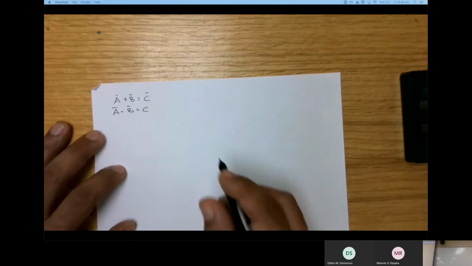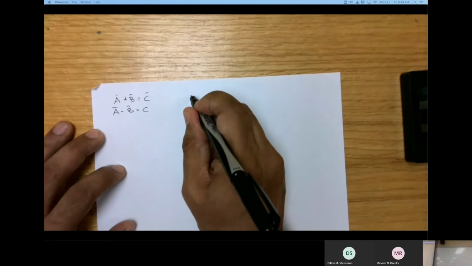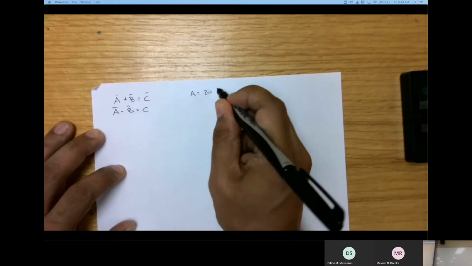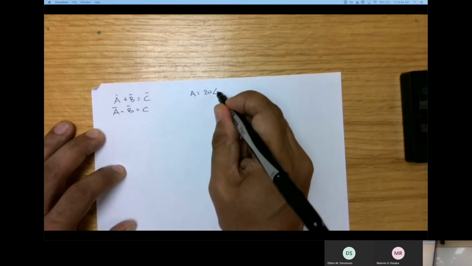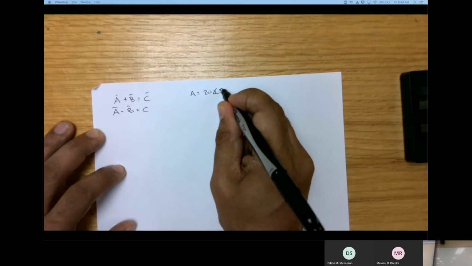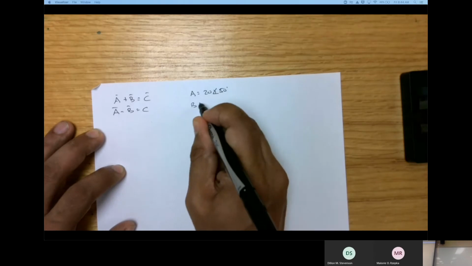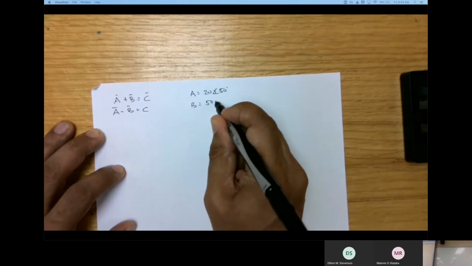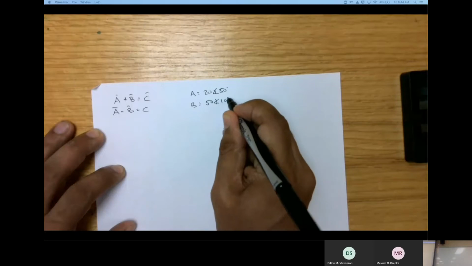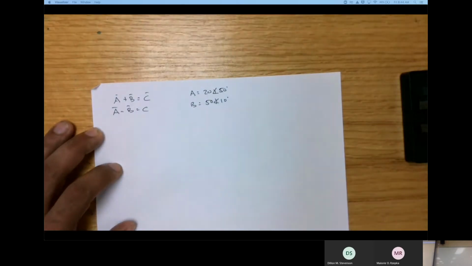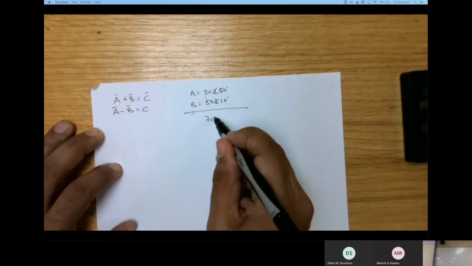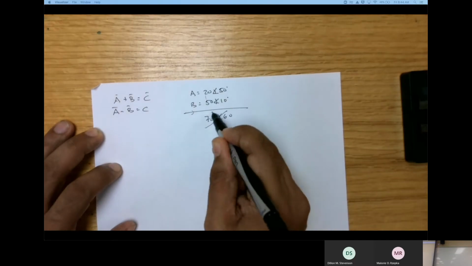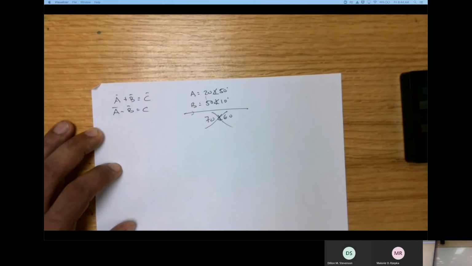Now, the problem with these kinds of operations is that if you have vector A with magnitude 20 at an angle of 50 degrees and vector B with magnitude 50 at an angle of 10 degrees, you cannot just add them. You cannot say, oh, well, this is going to be 70 at an angle of 60. That's completely wrong.